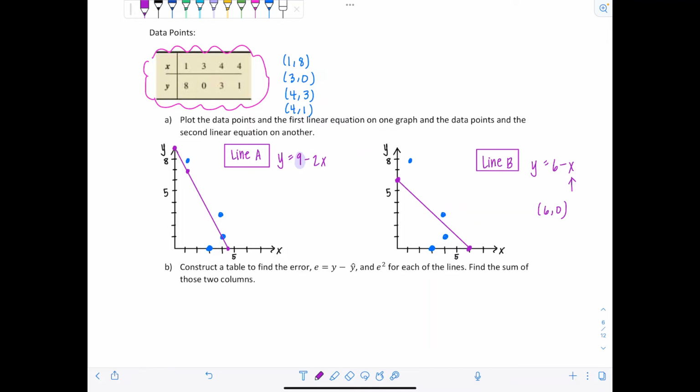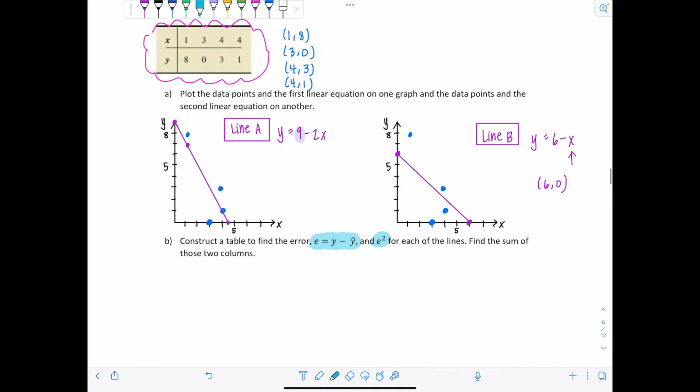We're going to construct a table now to find the error. And we define error to be y minus y hat and the error squared for each of the lines. And then find the sum of those two columns. So let me show you what's going on. You're like, why is there this y hat? Okay, y is the value from the scatter plot, okay? y hat is the predicted value from each of the lines. So this is from the line, not an actual observed value, okay?